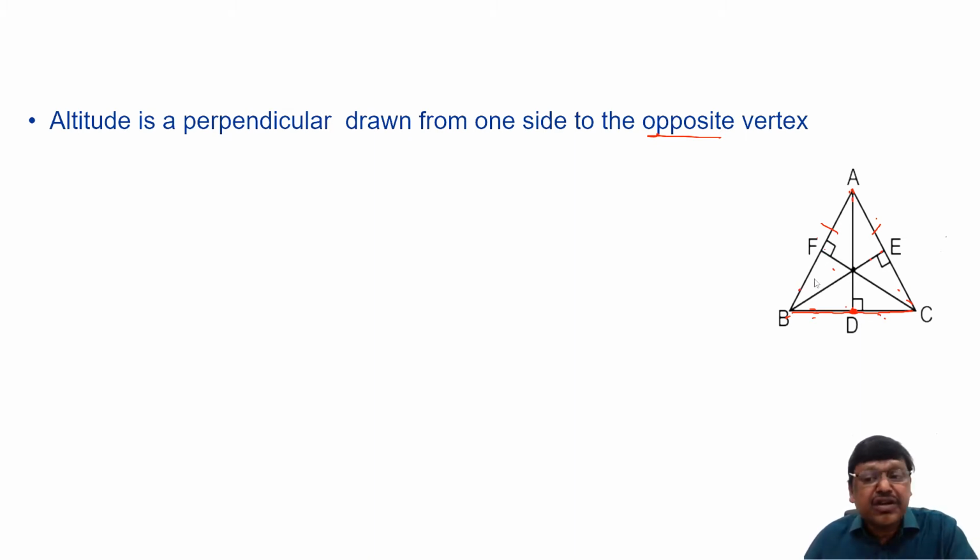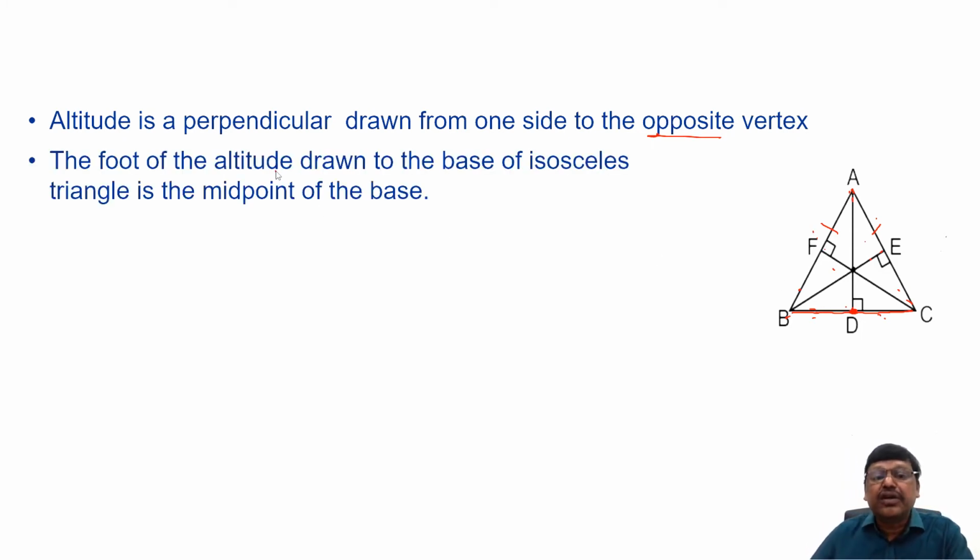So in an isosceles triangle, if you are drawing the perpendicular to the base, which is the one that is not equal, the other two sides are equal, hence it can be the midpoint. So the foot of the altitude drawn to the base of an isosceles triangle is the midpoint of the base, because the other two sides are equal.